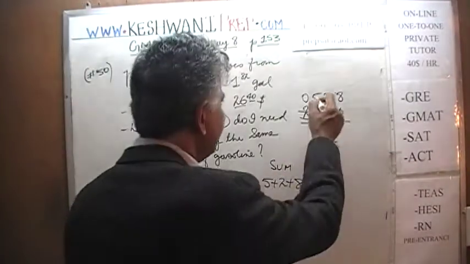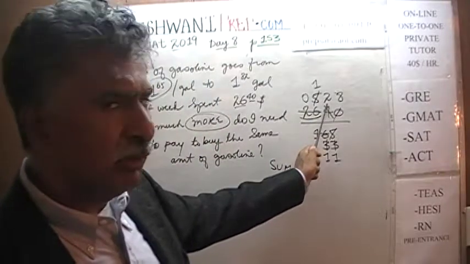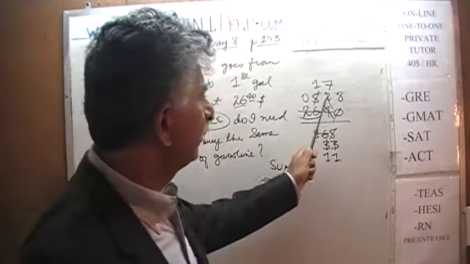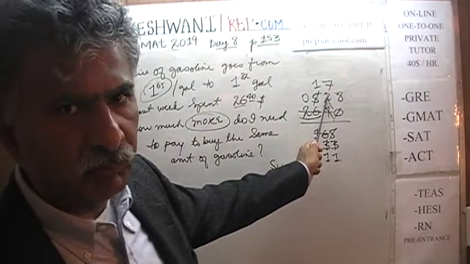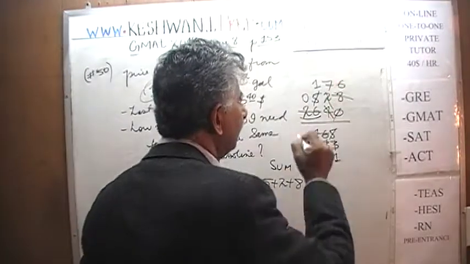5 has 1 3. So after we take away 3 from the 5, we have a remainder of 2. What happens to the 2? 2 goes and joins the 2, becomes 22. 22 has 7 3s. 7 3s are 21. After we take away 21 from 22, we have a remainder of 1. What happens to that 1? 1 goes and joins the 18, and 18 has 6 3s. Voila.